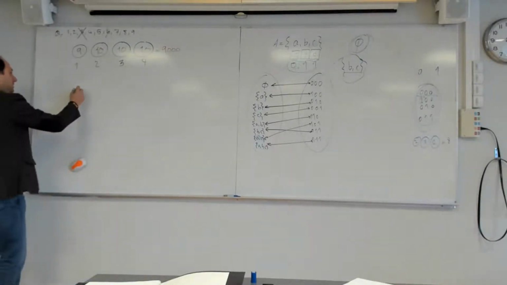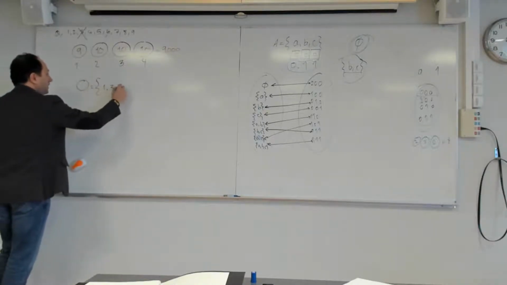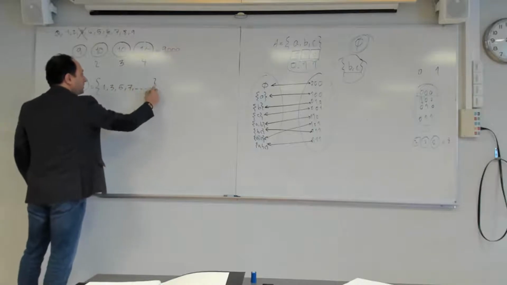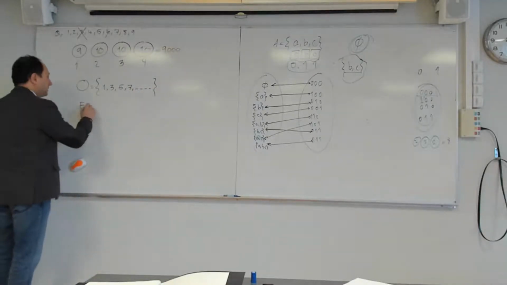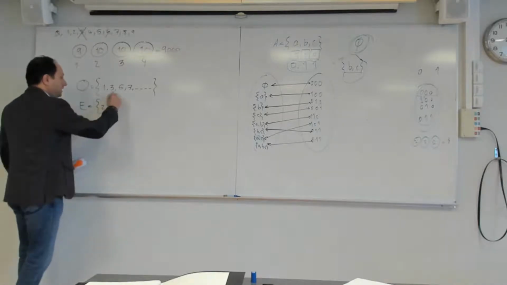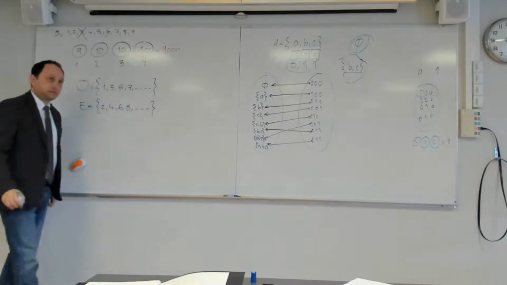Okay, so let me call it odd numbers, the set of odd numbers 1, 3, 5, 7. But how many of them are there? It's infinitely many. Yes? And let me write even numbers. So this is 2, 4, and then 6, and then 8, etc.